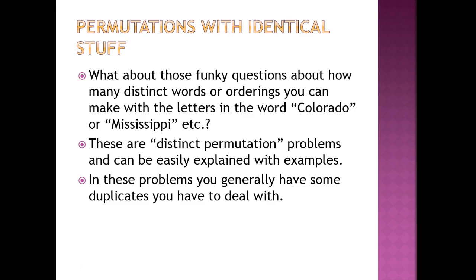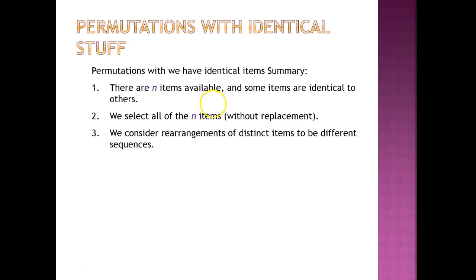Now, what about those funky questions about how many distinct words or orderings can you make with the letters in the word Colorado or Mississippi? These are distinct permutation problems, and they have a little special formula. The easiest way to explain these is with some examples. What we're doing in these problems is dealing with duplication. I like to say, think of Scrabble tiles where the letter S, if I've got 2 S's, is identical with a Scrabble tile.